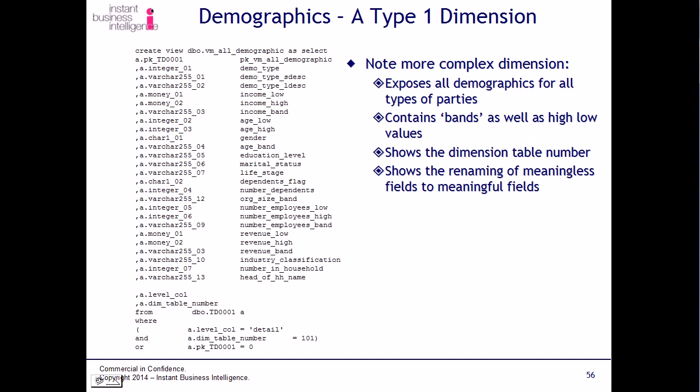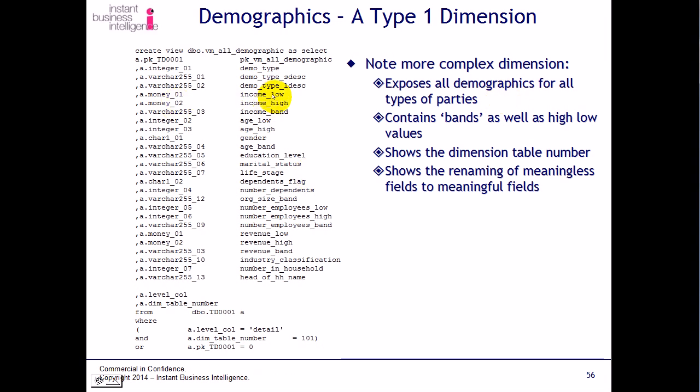Okay, so let's pick a more complex dimension table called demographics. It's a type 1 dimension, and it comes out of table TD0001. So it says create view BI4ALL demographic as select from TD0001, where the level column equals detail, okay, the dimension table number is 101, or the primary key is 0, in which case it's going to show a single 0 table. Okay, so this exposes all demographics for all types of parties.